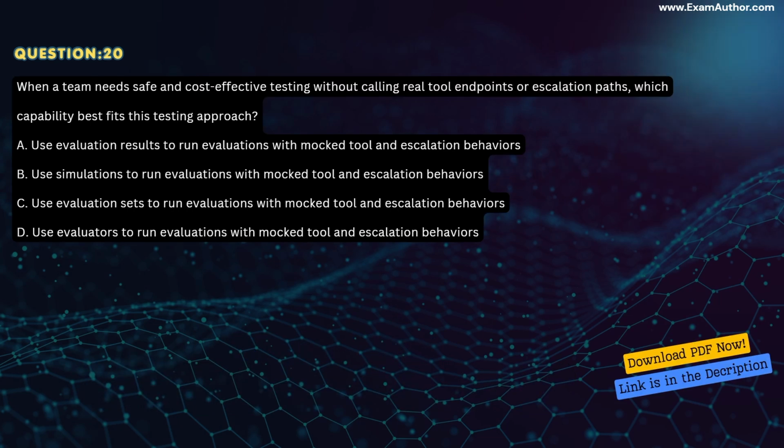Question 20. When a team needs safe and cost-effective testing without calling real tool endpoints or escalation paths, which capability best fits this testing approach? A. Use evaluation results to run evaluations with mock tool and escalation behaviors. B. Use simulations to run evaluations with mock tool and escalation behaviors. C. Use evaluation sets to run evaluations with mock tool and escalation behaviors. D. Use evaluators to run evaluations with mock tool and escalation behaviors.